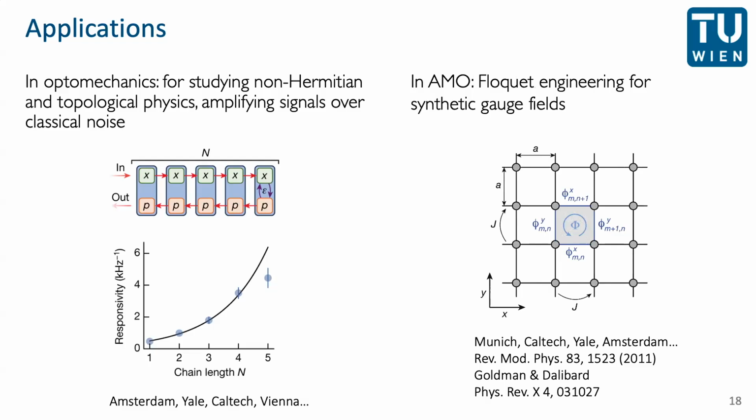Okay. And another example in AMO, you do Floquet engineering for synthetic gauge fields. So, for example, in the group of Monika Aidelsburger in Munich, they do high-frequency drives of their lattices of atoms to engineer, again, these non-trivial phase loops inside of their lattices. So these are all examples of these non-reciprocal systems and how you can engineer them.